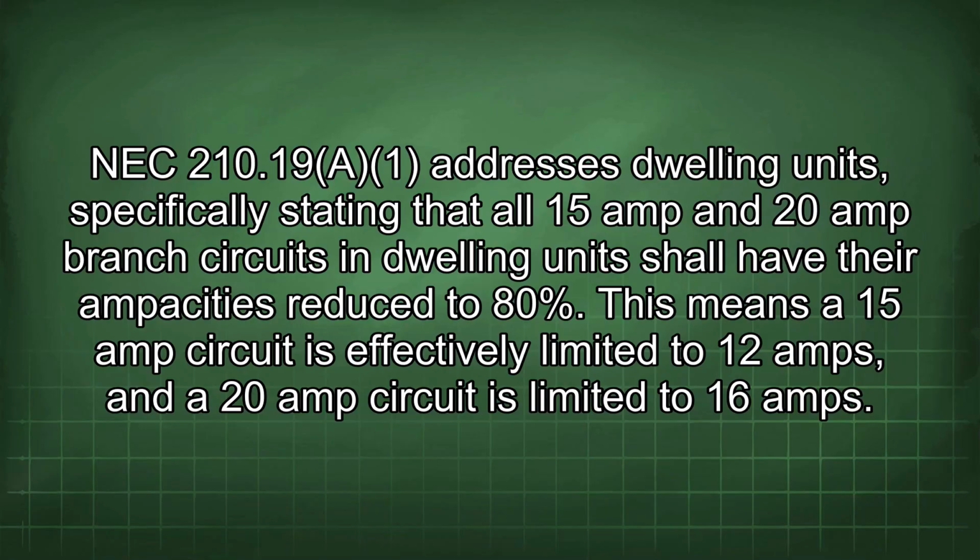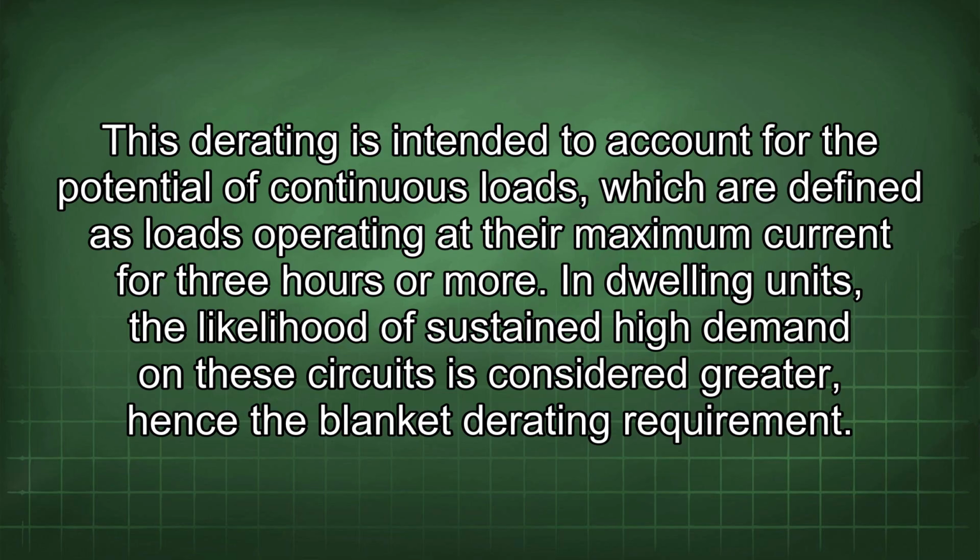NEC 210.19(A)(1) addresses dwelling units, specifically stating that all 15 amp and 20 amp branch circuits in a dwelling unit shall have their ampacities reduced to 80%. This means a 15 amp circuit is effectively limited to 12 amps, and a 20 amp circuit is limited to 16 amps. This derating is intended to account for the potential of continuous loads, which are defined as loads operating at their maximum current for 3 hours or more. In dwelling units, the likelihood of sustained high demand on these circuits is considered greater, hence the blanket derating requirement.